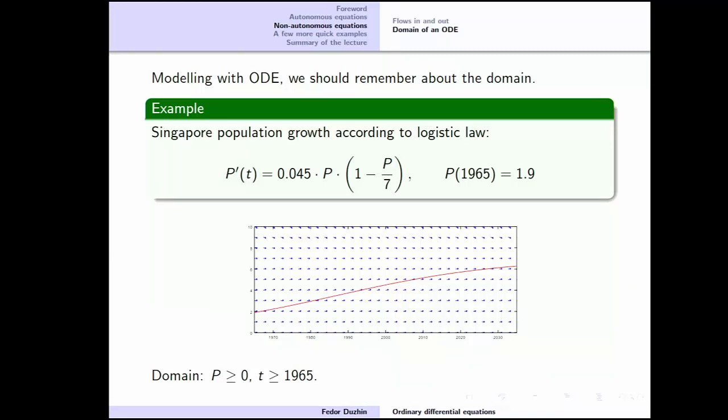So the population has to be non-negative, of course, and if the initial point is 1965, because before that there was no Singapore, right, it means that the domain of this differential equation is this area in the plane TP.